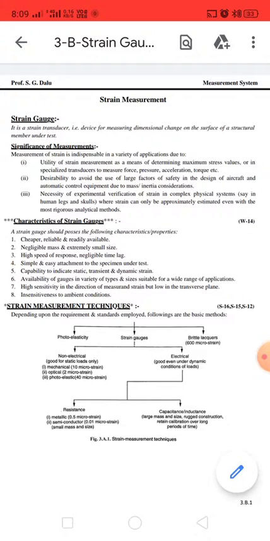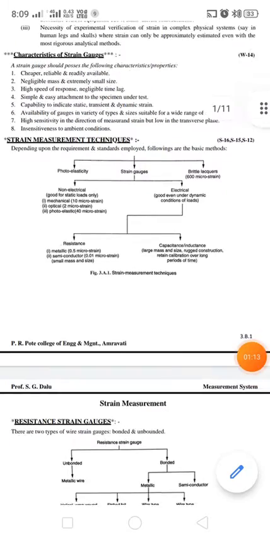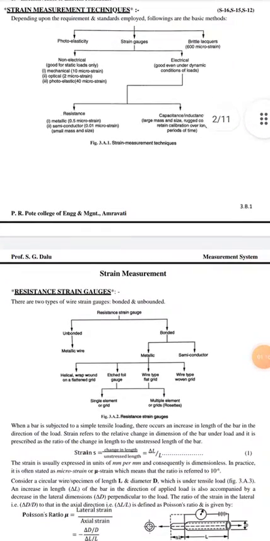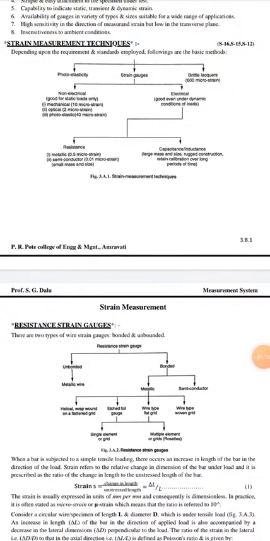The second part is strain gauge measurement. In the previous lecture we have studied what is strain, the significance of strain measurement, characteristics of strain gauges, and the different strain measurement techniques. Then next we have studied the classification of strain measuring devices.